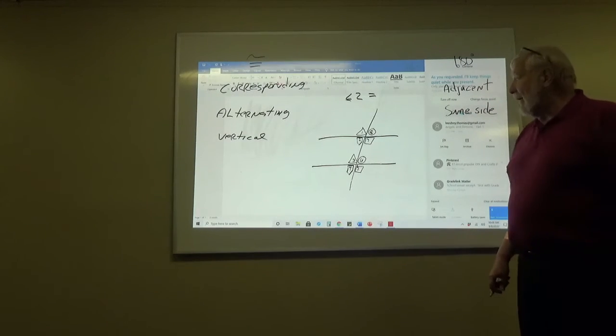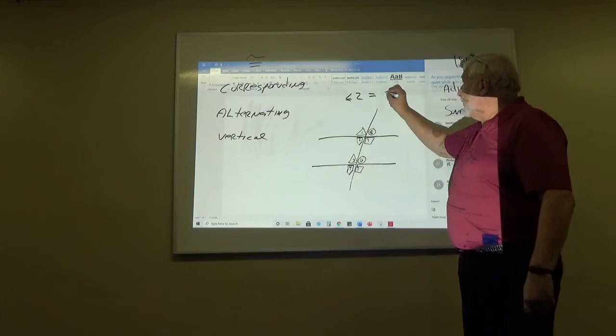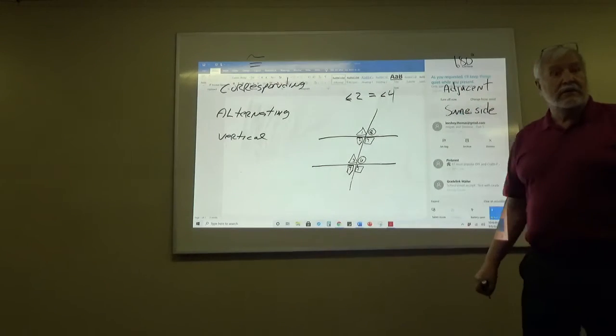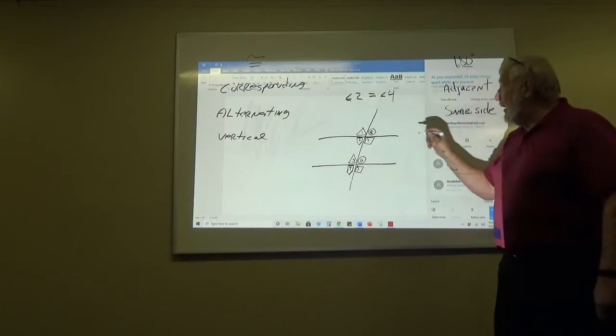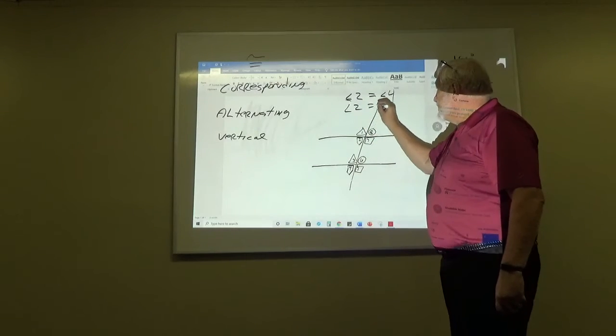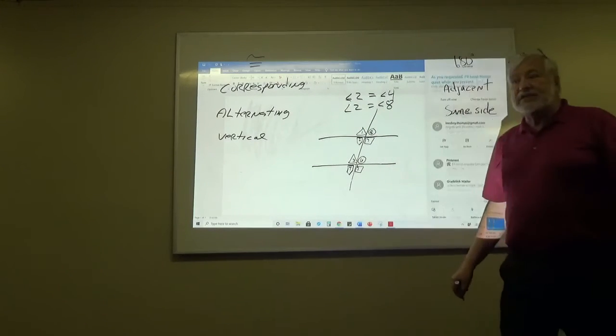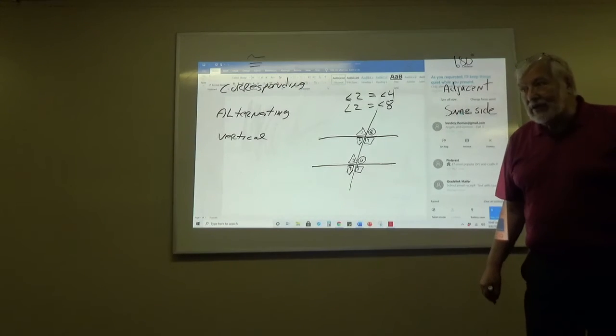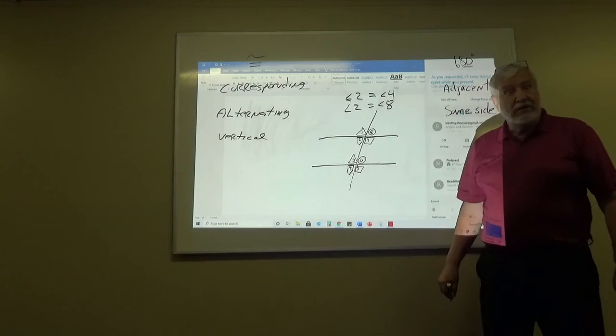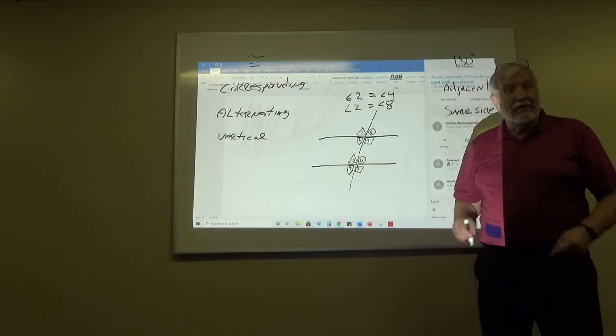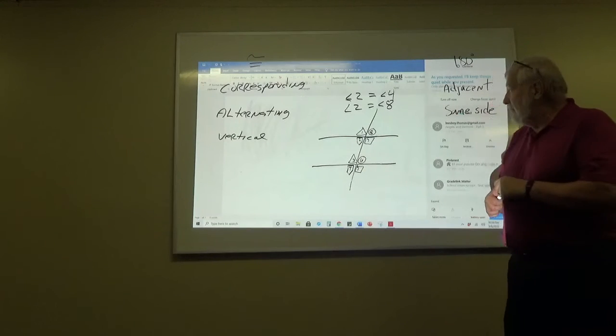Because of corresponding angles, angle 2 is equal to angle 4. But angle 2 is equal to angle 8 because of vertical angles. Now, do you see what's happening? Because of the vertical angles, 6 also equals 2, right?